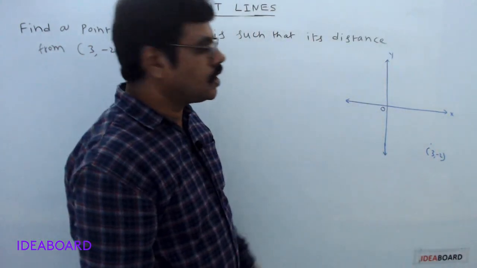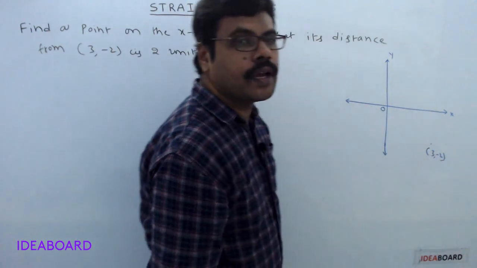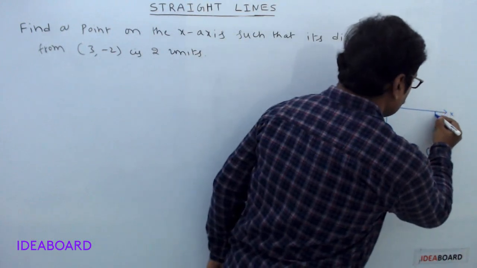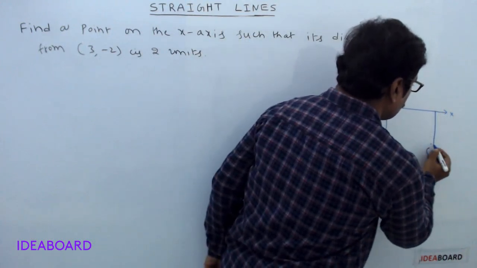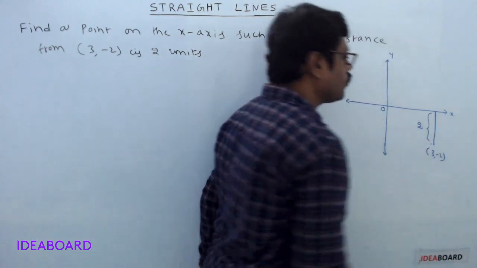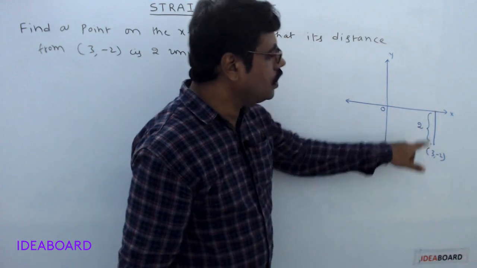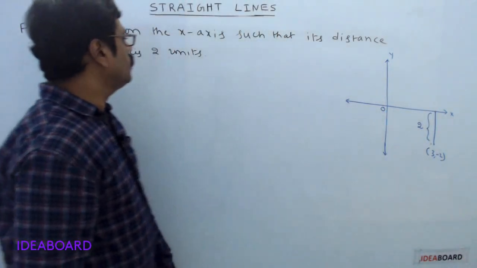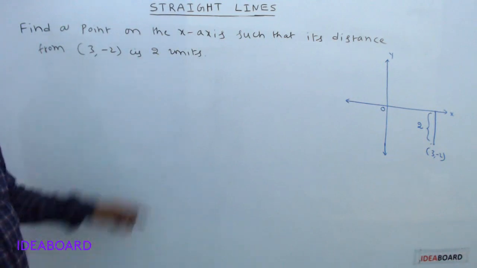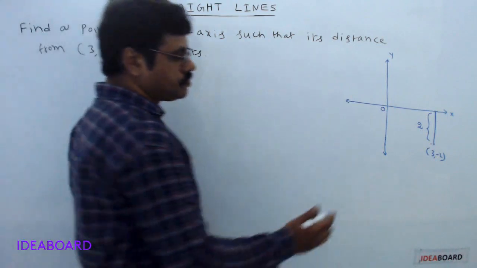What is the given condition? The distance from the x-axis to (3, minus 2) is 2 units. Now this distance value is given as 2 units. Then we are going to find out the point on the x-axis. Now come to the solution.